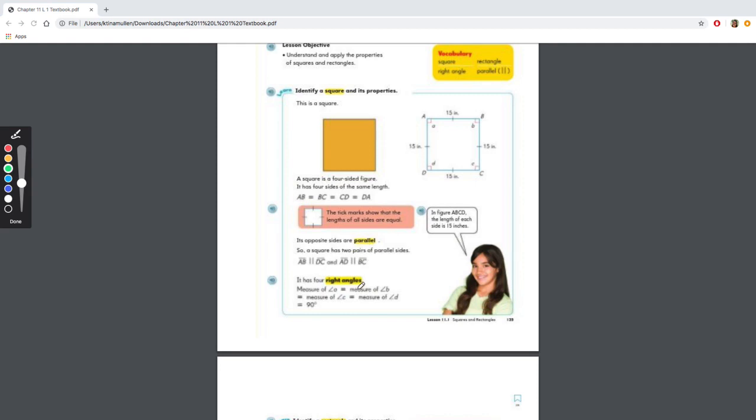It has four right angles. If you look in the corners here of the shape, there's 1, 2, 3, 4 right angles. Remember, a right angle is a perfect square corner. If it doesn't have a perfect square corner, then it's not a right angle. Okay, so that's a square.